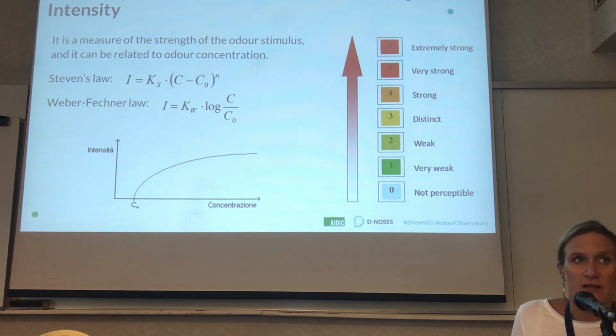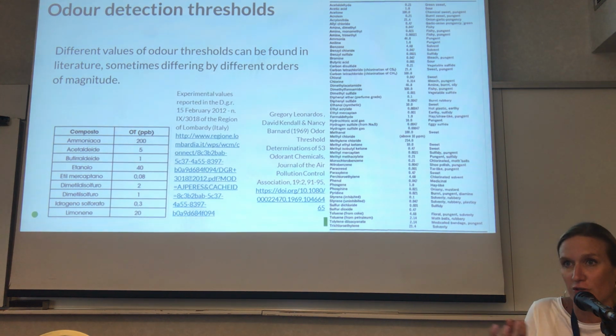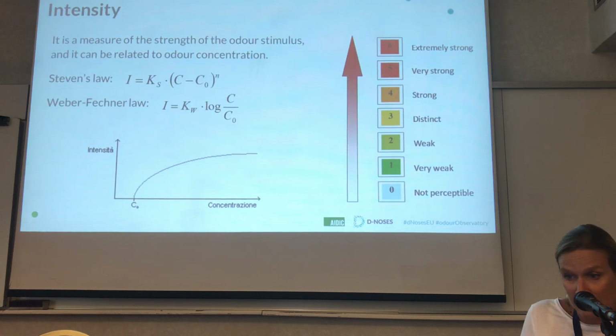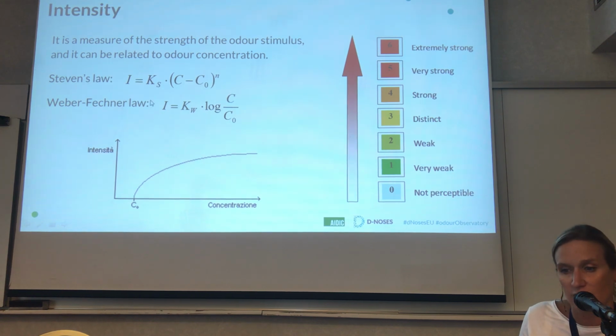But another important concept that I was saying before is concentration, which is the concentration of a compound as a multiple of these odor thresholds. It has not to be confused with intensity, which is a measure of the strength of the odor stimulus. So of course it is connected to concentration. The more one odor is concentrated, the more the stimulus that it causes will be strong and thus intense. There are different laws that describe the correlation between odor concentration and odor intensity. These are two examples, the Stevens law and the Weber-Fechner law.